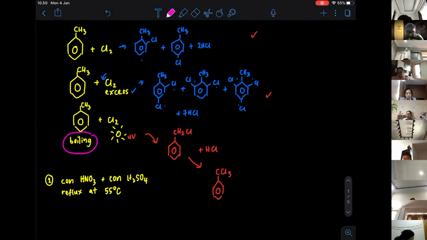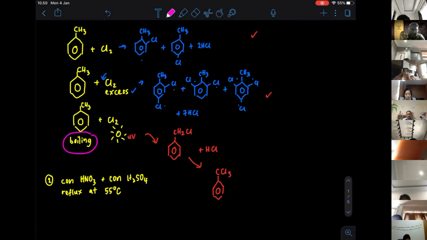Do all the reactions before the boiling UV light reaction need halogen carriers? Okay, let me try to understand the question. Do all the reactions before the boiling UV light reaction need halogen carriers? You mean don't or do? Justin? Do.